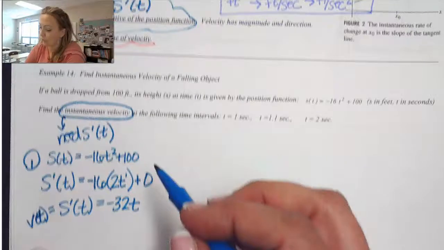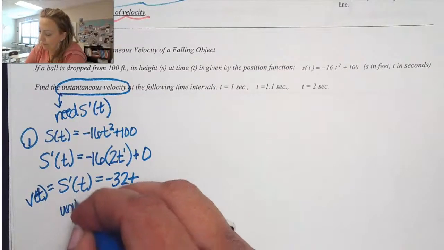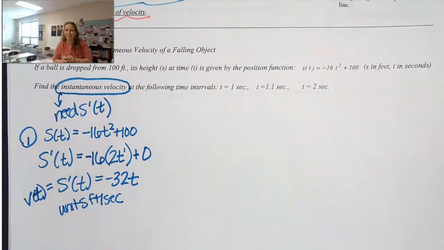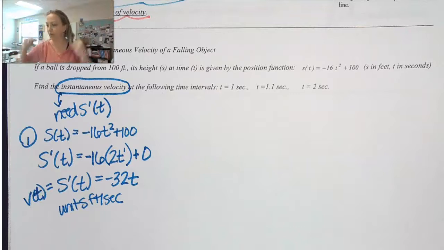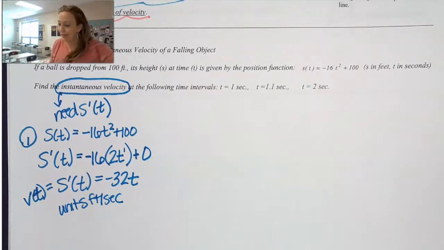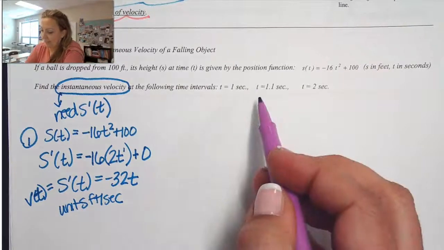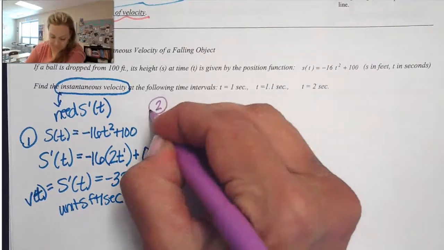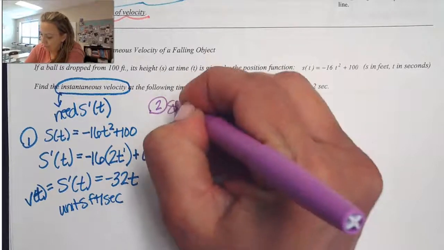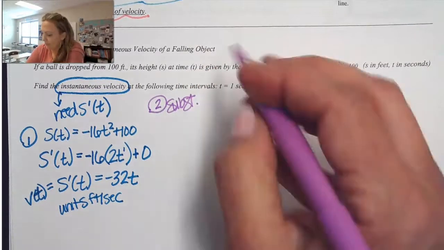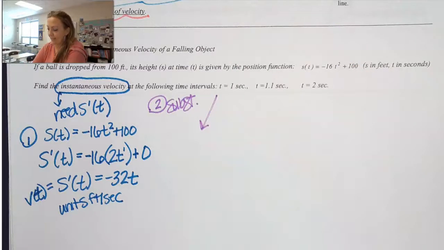And remember that our units would be in feet per second. Sometimes we forget that later. We'd like to put that in our answers. Okay, so now that we have that, let's find the instantaneous velocity at the intervals. And so that would be what we do second. Second, what we're going to do is just substitute at those different intervals. So let me do it at 1 second.